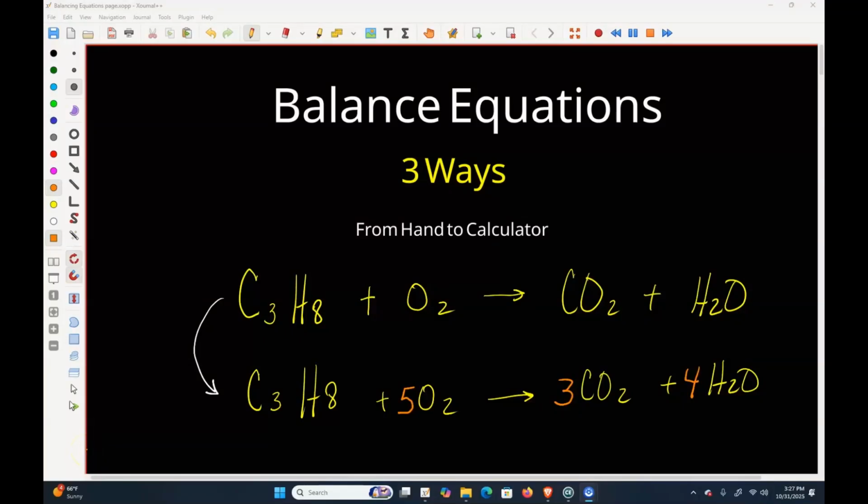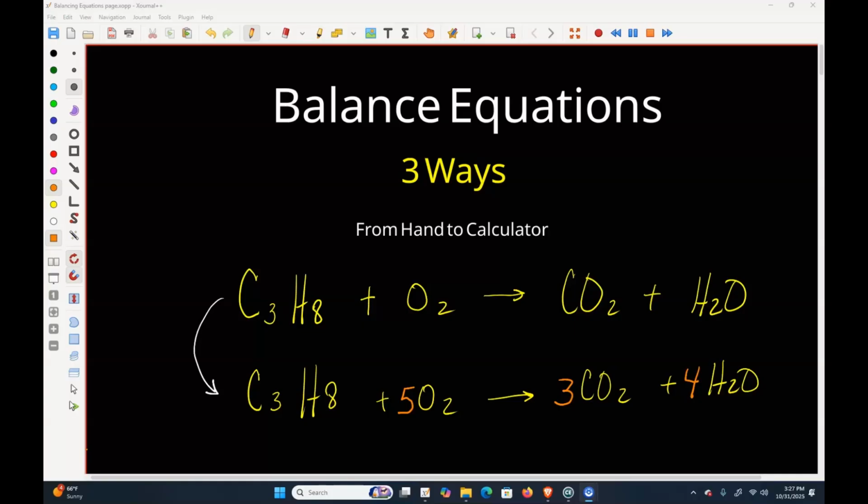Have you ever looked at a chemical equation and felt like you were staring at an impossible puzzle? You need to satisfy the law of conservation of mass, but getting those coefficients right can feel like pure guesswork. Well, today we're not just guessing, we're mastering the process. I'm going to show you 3 powerful methods to balance any equation, from the simple to the complex.